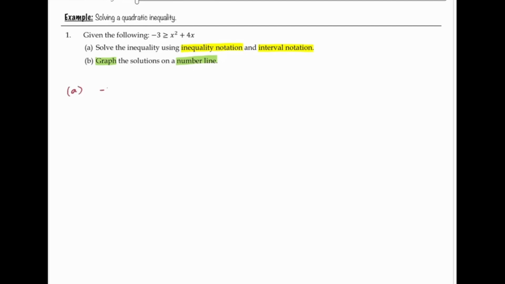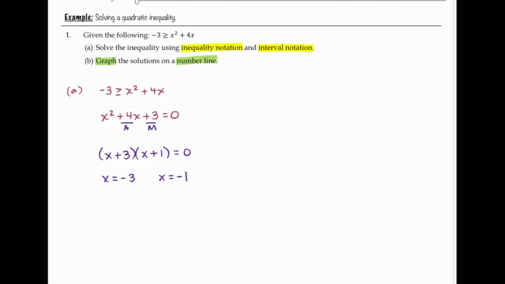First thing we are going to do is get this inequality equal to 0. Next, we are going to factor. So we're using the AC method. Two numbers that multiply to 3 and add up to +4. Set each of these factors equal to 0 using the zero product property, and we get our solutions to be x equals -3 and x equals -1.